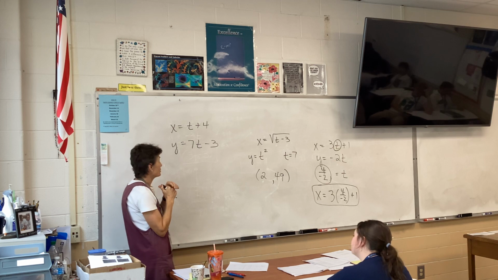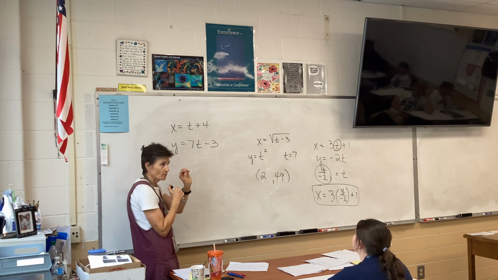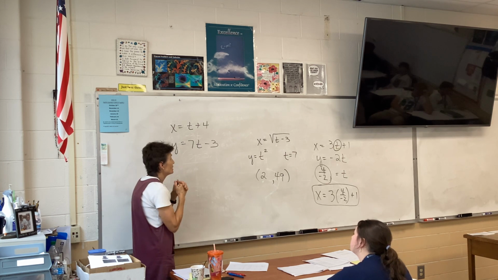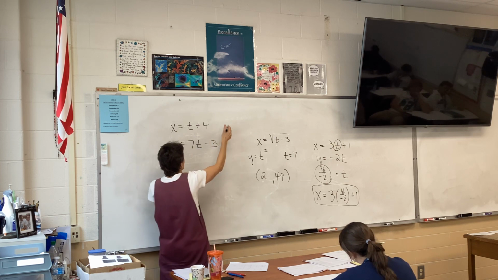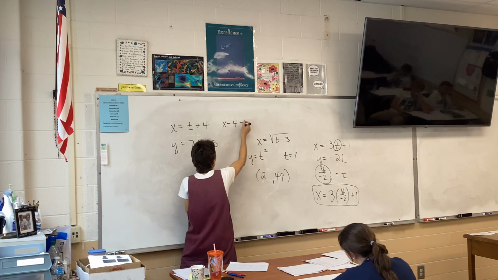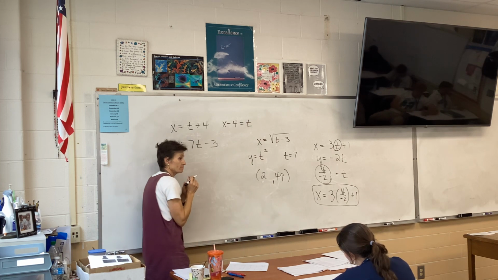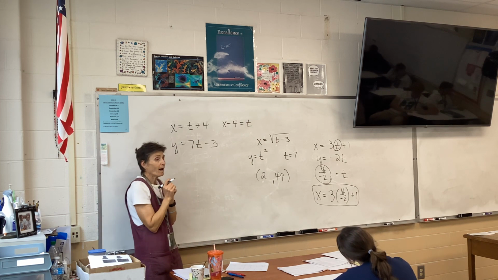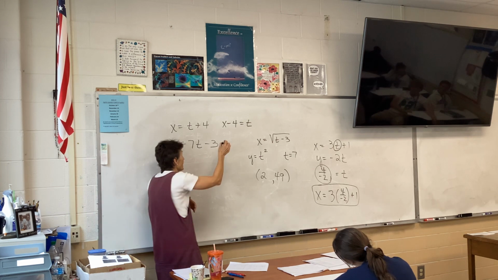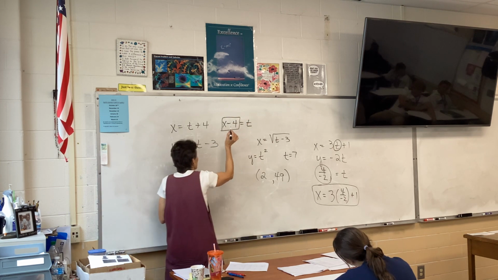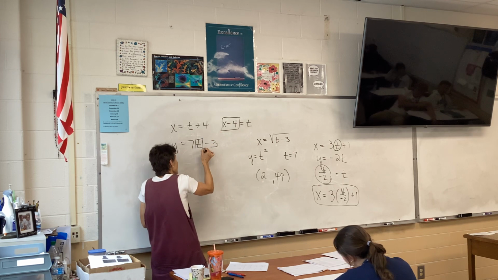Don't we want to get rid of a t, so let's get t by itself? It might be easier to do the top equation. So x minus 4 equals t. Why did I get t by itself? So that I can now plug that in right here.